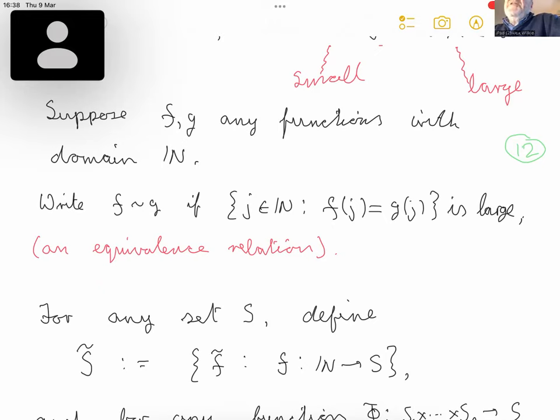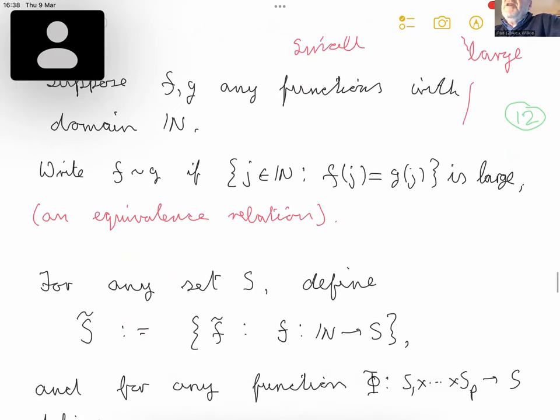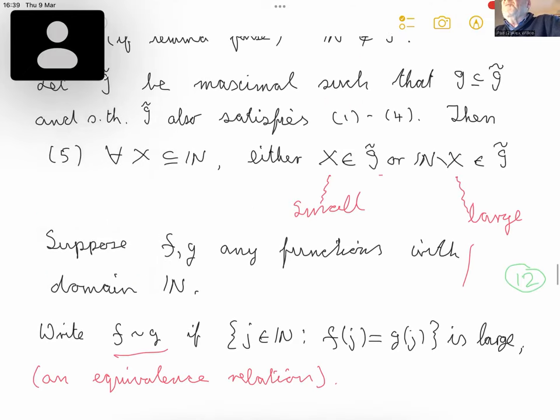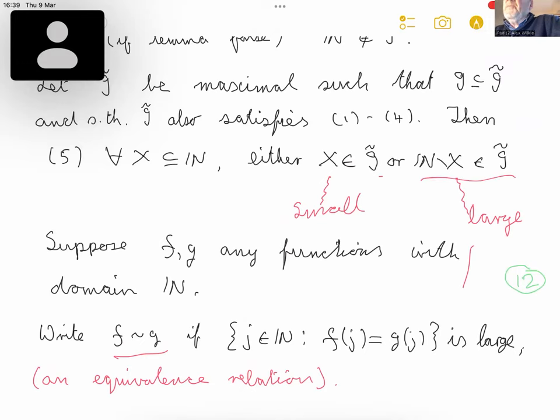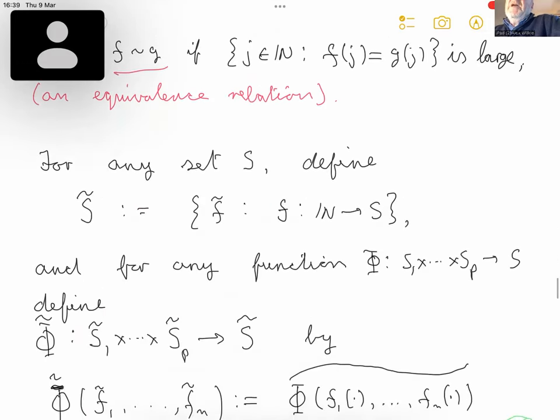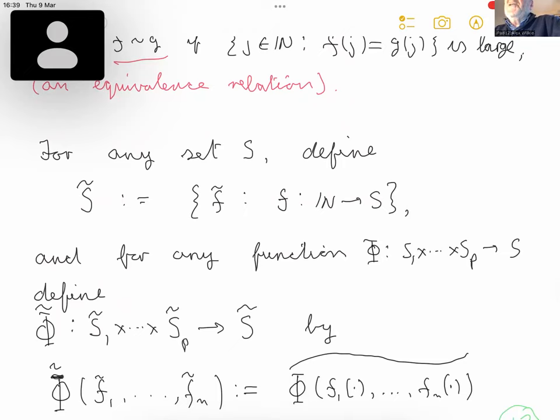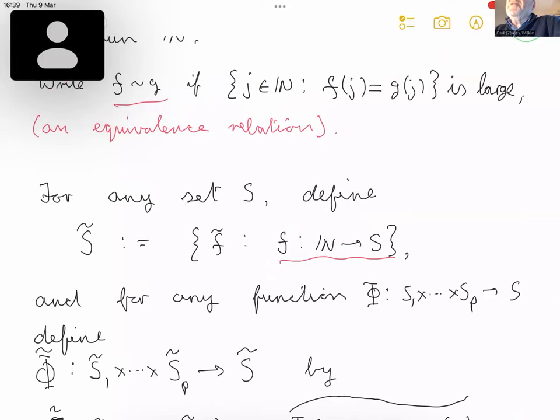We first do this. Suppose f and g are any functions with domain the natural numbers. I don't care what their range is. We say f is equivalent to g if the set of j such that f(j) equals g(j) is a large set, that is, its complement is in this ideal here. And then for any set S, I look at all the sequences of elements of S. So that's just all the functions from natural numbers to S. And I take their equivalence classes. Oh, it's trivial. This is an equivalence relation.